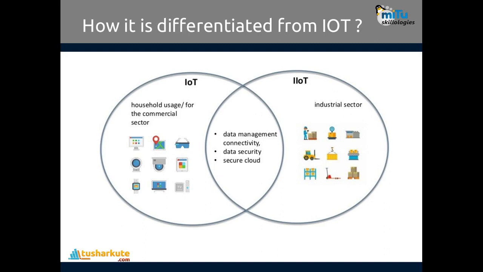Okay, let's start with the main topic here: how IoT and IIoT are differentiated. The things which are common, mentioned at the center, if you are comparing IoT and IIoT, are data management, connectivity, data security, and secure clouds. But basic IoT is for household usage or commercial sectors. These are the common applications that IoT will have. But IIoT will have industrial applications in almost all kinds of industries, including computer IT, automobile, manufacturing, aviation, oil, and gas. Everywhere we are going to make use of the IIoT. That's the main difference that we can achieve between IoT and IIoT.